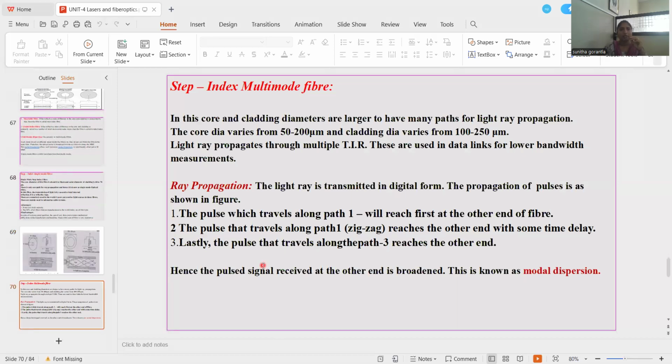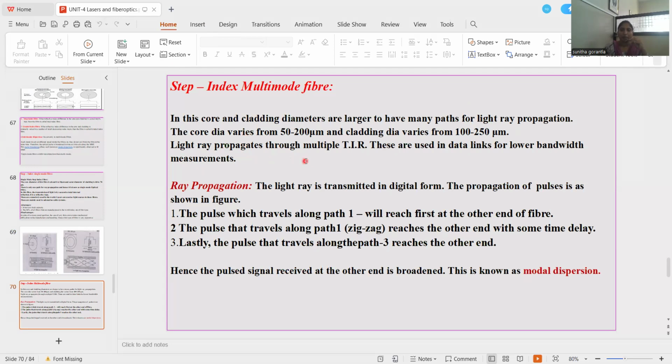Next, step index multimode fiber. In these fibers, the core and cladding diameters are larger to have many paths for the light ray propagation. So the core and cladding diameters are large compared to the single mode step index fiber. So multimode of propagation is possible in these fibers. The core diameter varies from 50 to 200 micrometer and cladding diameter varies from 100 to 200 micrometer.